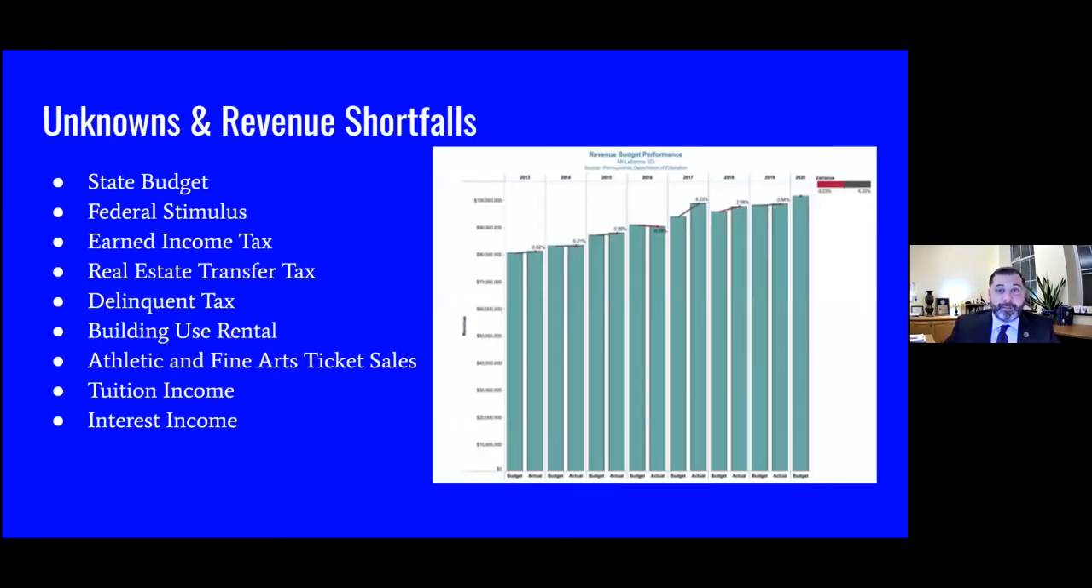The second theme of the evening, and definitely one of the things that we're watching this budget season, is there are a ton of unknowns and some revenue shortfalls that we're projecting. Since the beginning of the pandemic, we've been watching these items very carefully. We continue to get bad news from the state and its ability to balance their budget adequately and fund schools without a significant federal intervention.